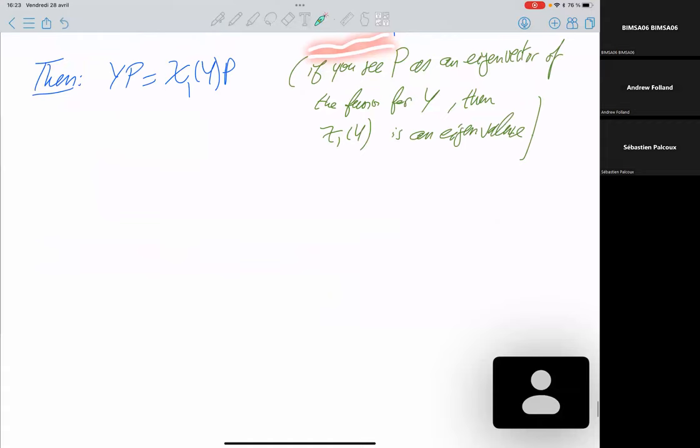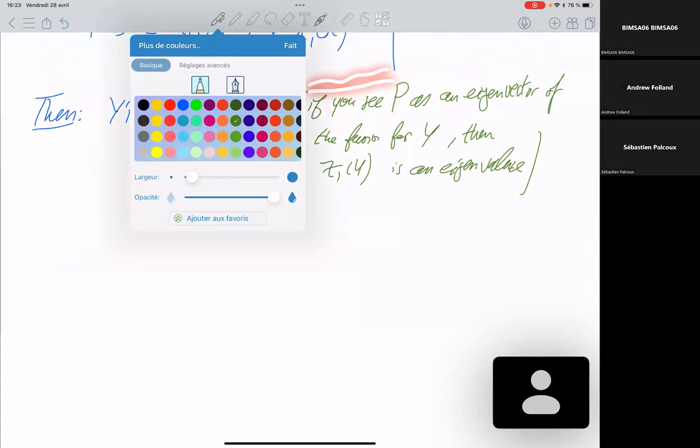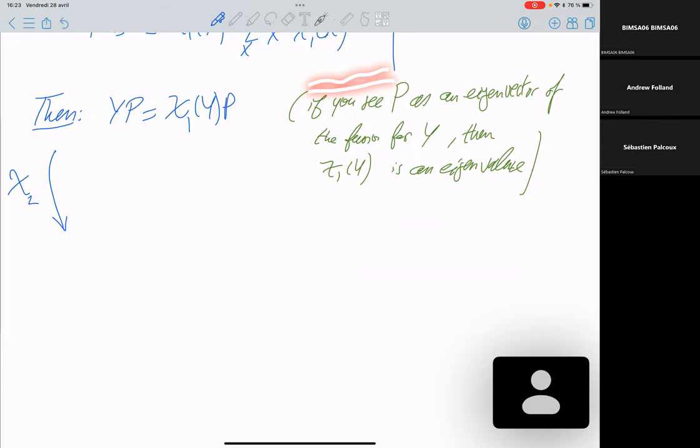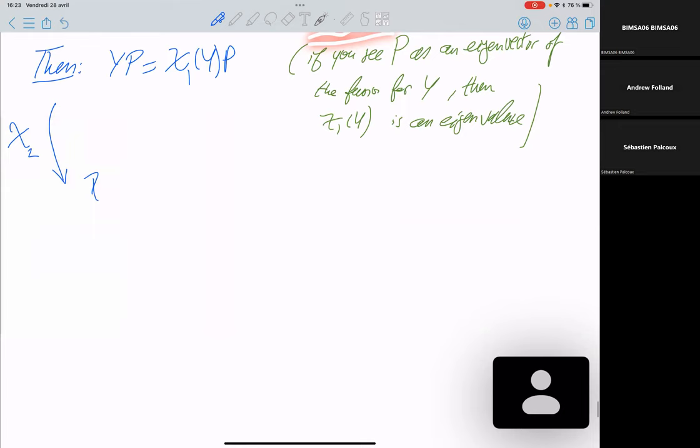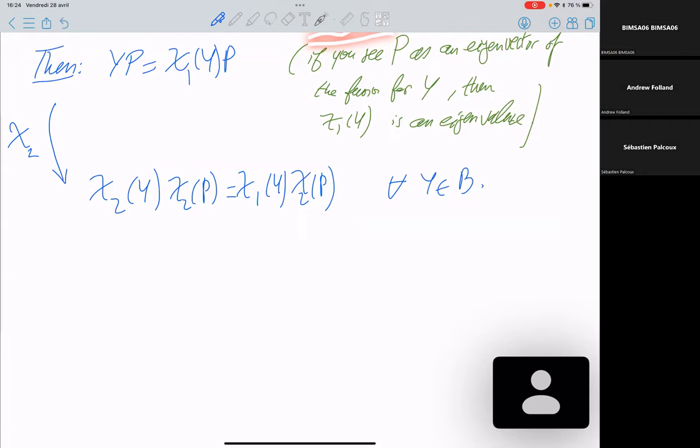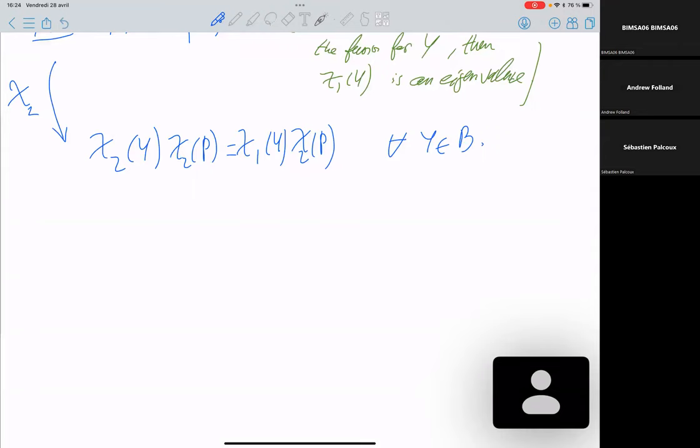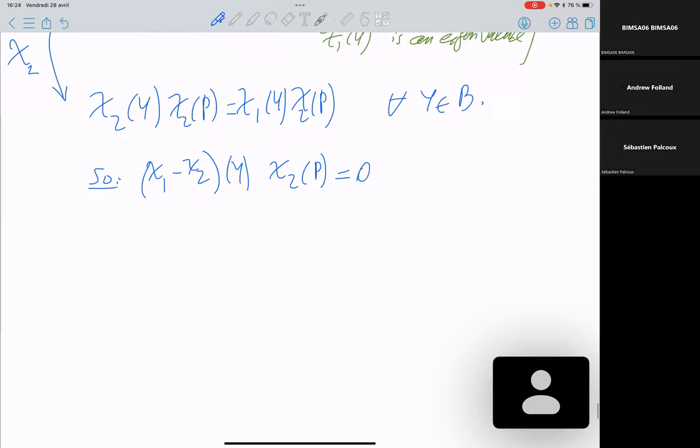Now you apply again the second character, and you get chi2 of y times chi2 of P, which is equal to chi1 of y times chi2 of P. And this is for all y in the basis. So chi1 minus chi2 of y times chi2 of P equals 0 for all y.